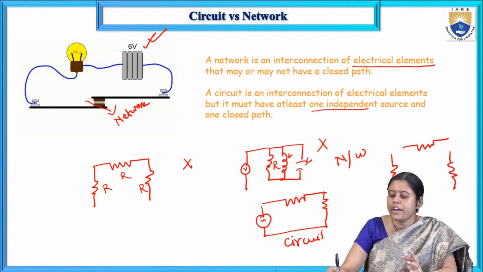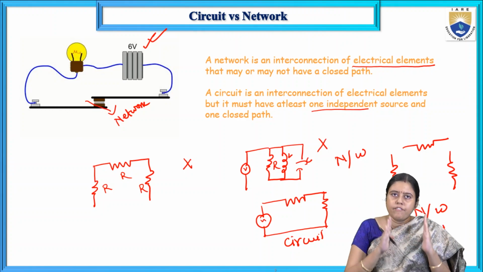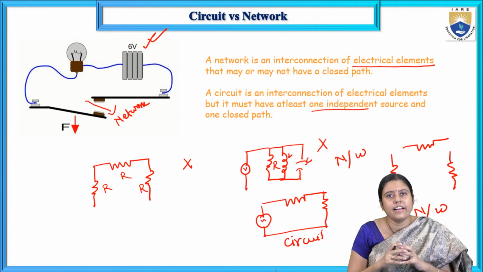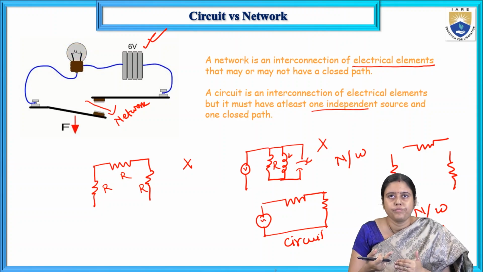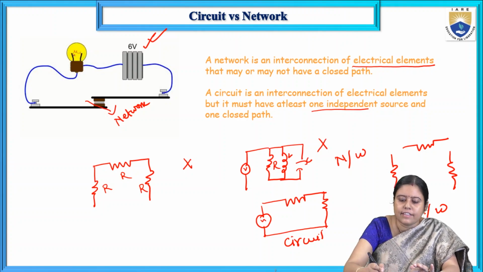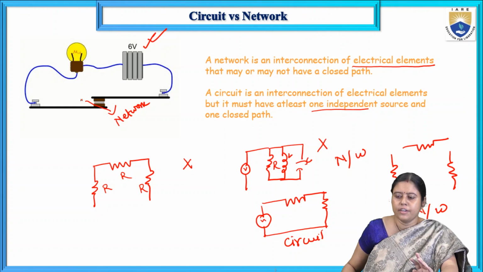This is not a network. This is not a circuit. All circuits must have a closed path, meaning it is interconnected. It should have one active source. When it is connected, this is a circuit condition. When it is open, it is a network condition.